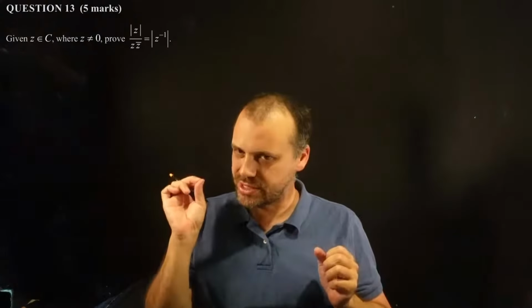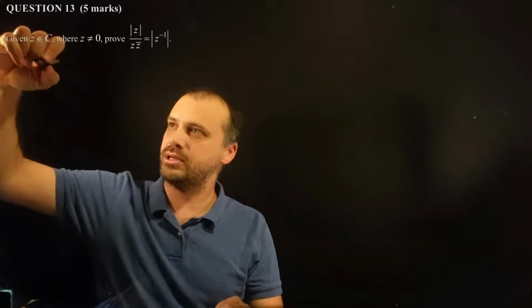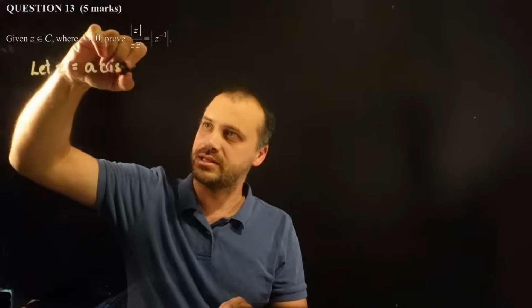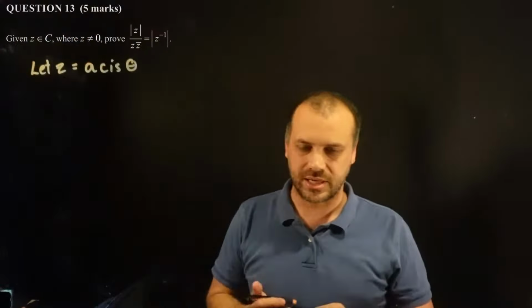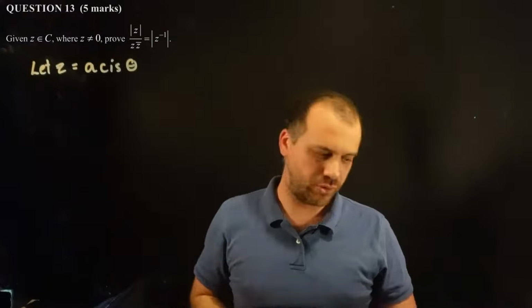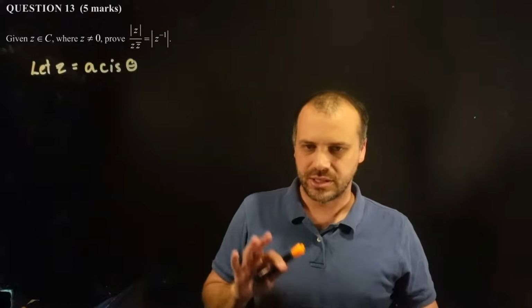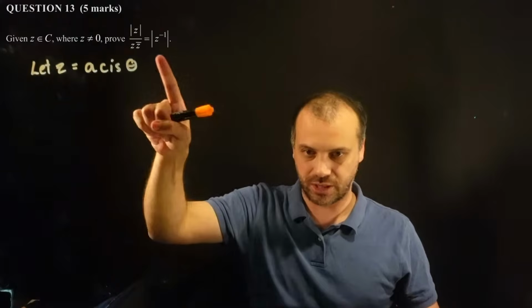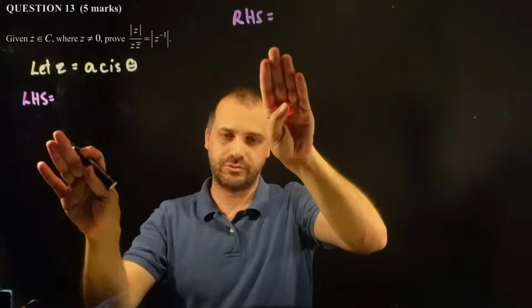I'm going to do something I think is more elegant, and instead I'm going to let z equal a cis theta. So I'm going to deal exclusively in polar form for my complex number. So let's write a left-hand side and a right-hand side of this equation because we're doing a direct proof. Left-hand side, right-hand side.